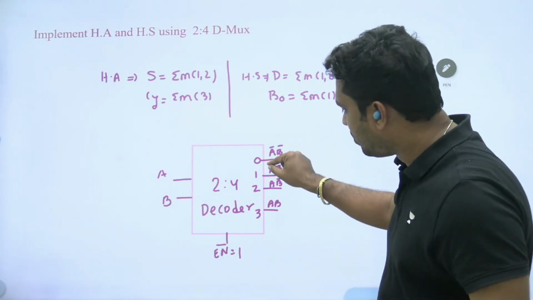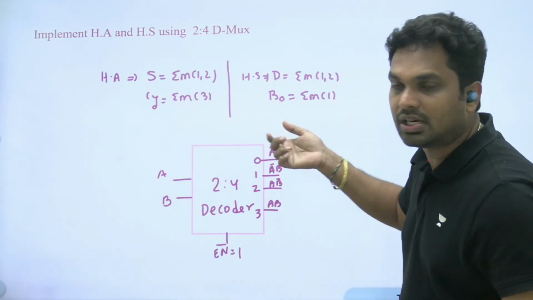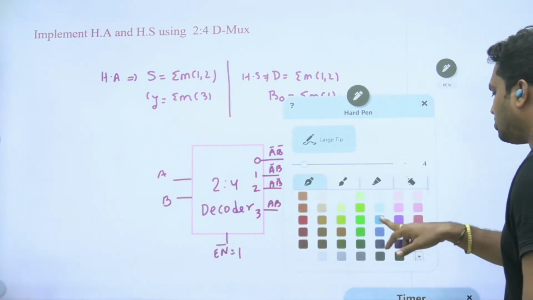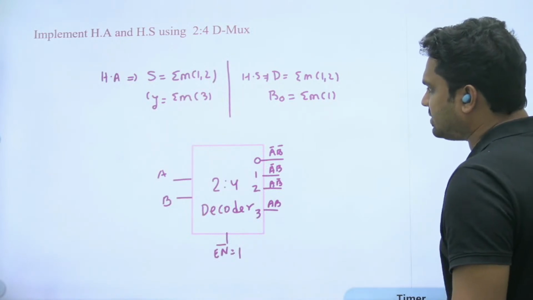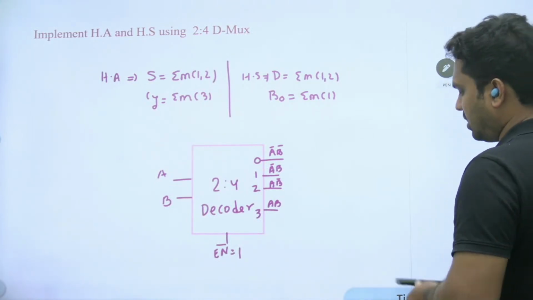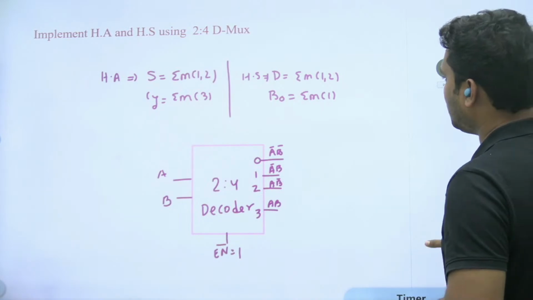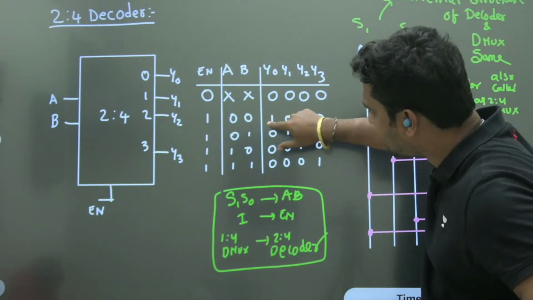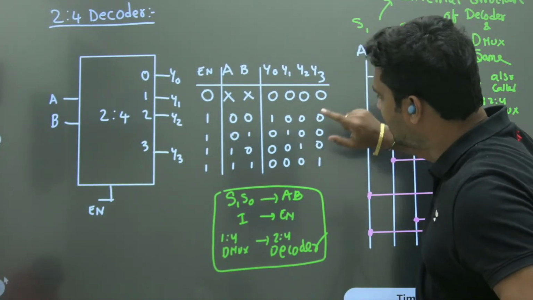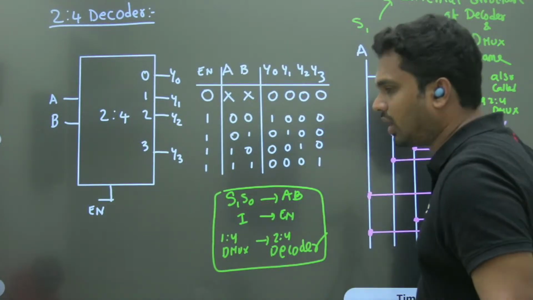Suppose if you connect one inverter here, it will represent max term, that is active low output voltage. Here, this is called active high. What is active high, sir? By default all the output lines will be 0. When the particular input happens, it will turn to be 1. This is called active high. You can have active low also.